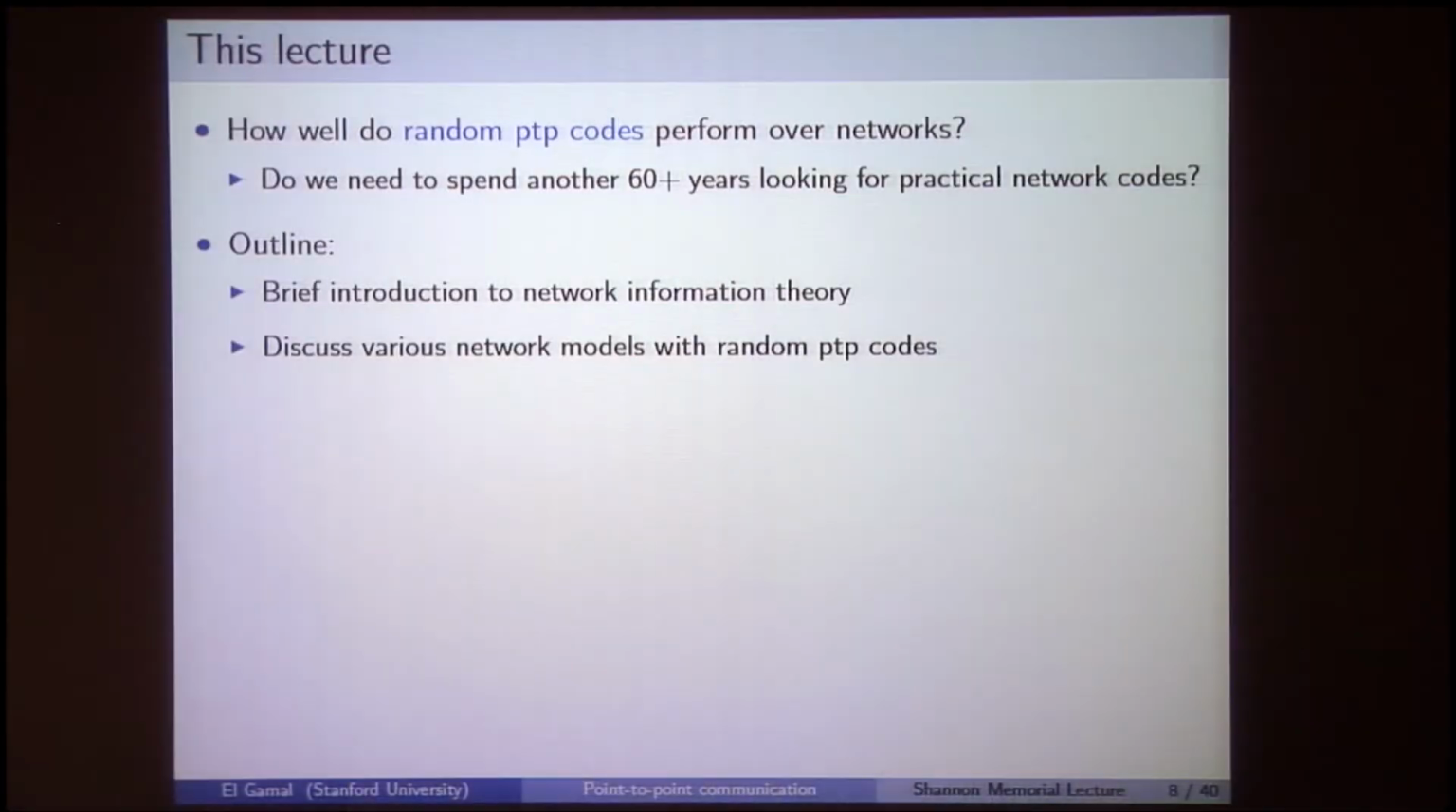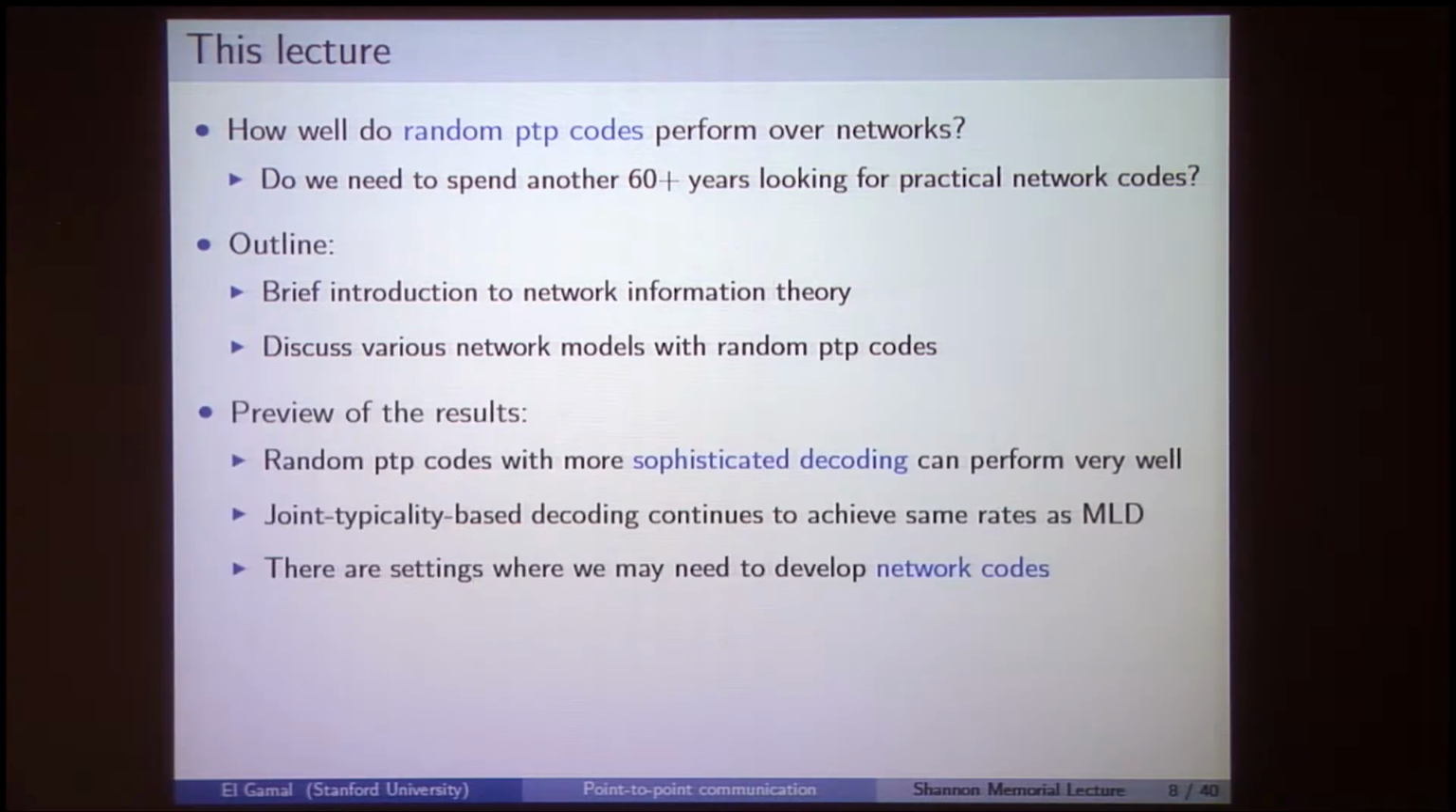So here's a brief outline of my talk. First, I will give a very brief introduction to network information theory, and then, for the rest of the lecture, I will discuss several network models with random point-to-point codes. What we will find is the following.